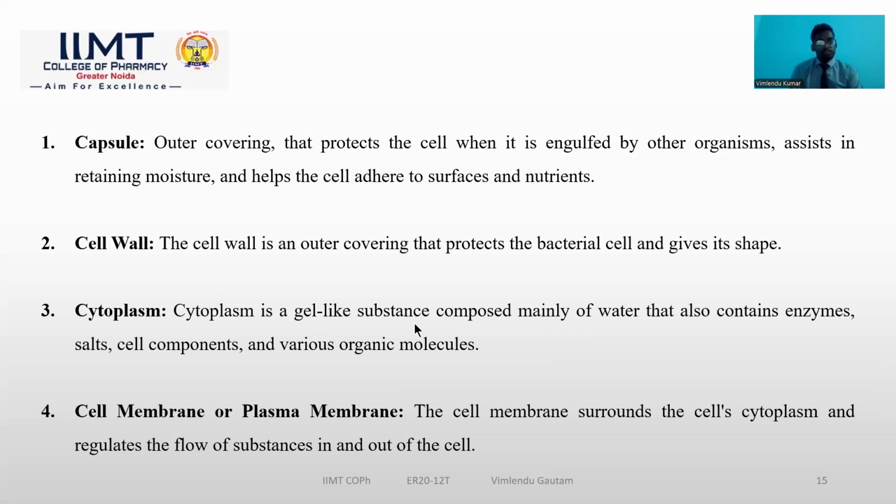Cytoplasm. Cytoplasm is a gel-like substance composed mainly of water that also contains enzymes, salts, cell components, and various organic molecules. Cell membrane, also known as plasma membrane. The cell membrane surrounds the cell cytoplasm and regulates the flow of substances in and out of the cell.